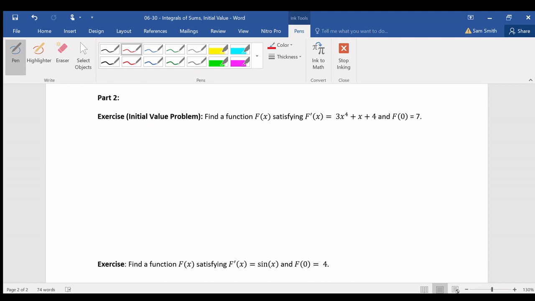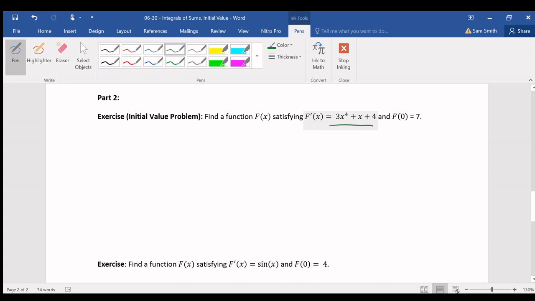So the goal of today's video is to talk about a particular kind of integration problem called an initial value problem. An example of such a problem is given here. Find a function capital F of x satisfying capital F prime equals this polynomial, and F of 0 equals 7. Now, notice what capital F of x is in this problem. Capital F of x has a derivative equal to this function. So in other words, capital F of x is an antiderivative of this function.